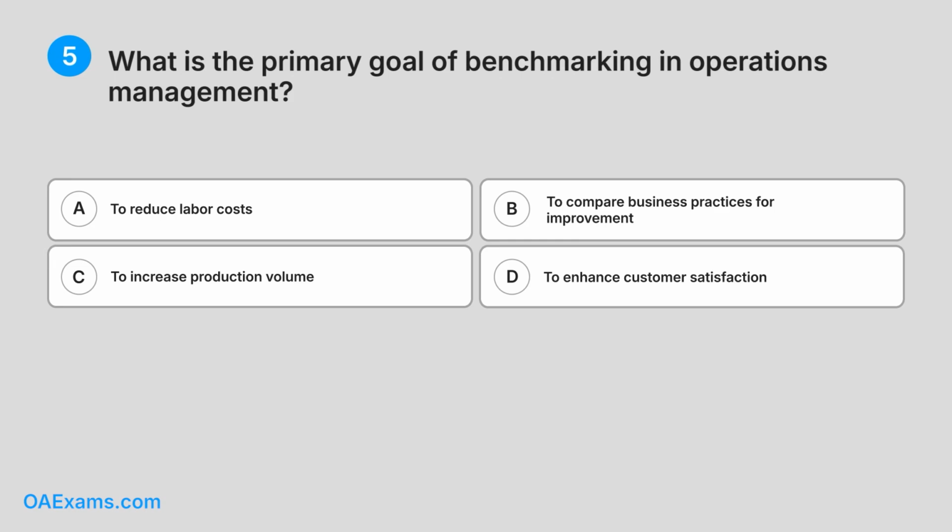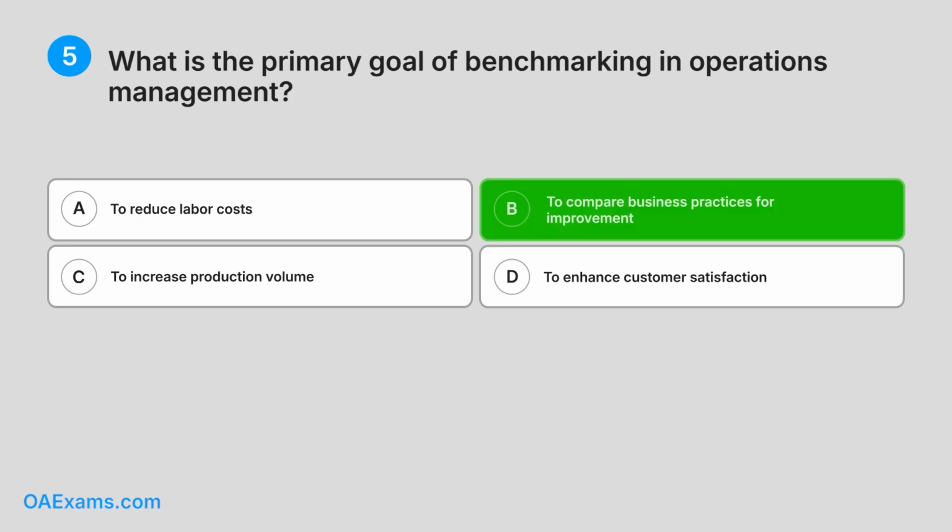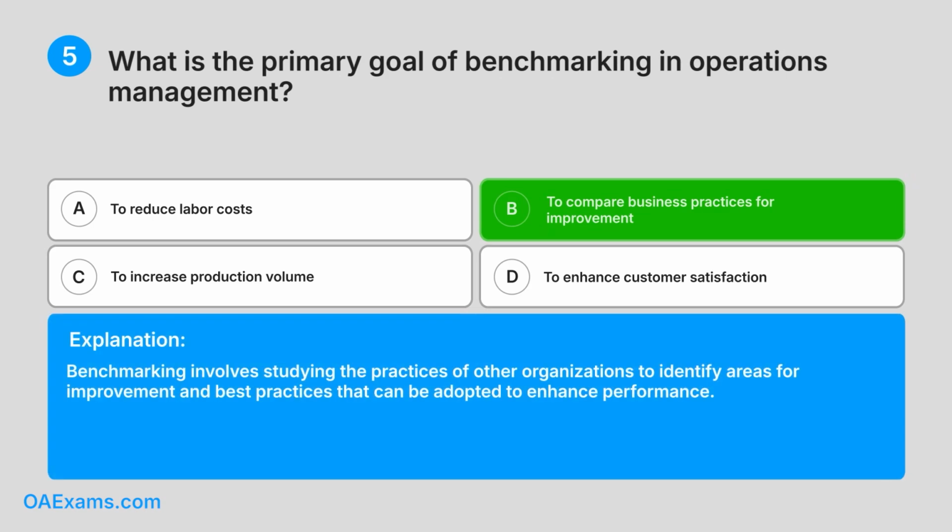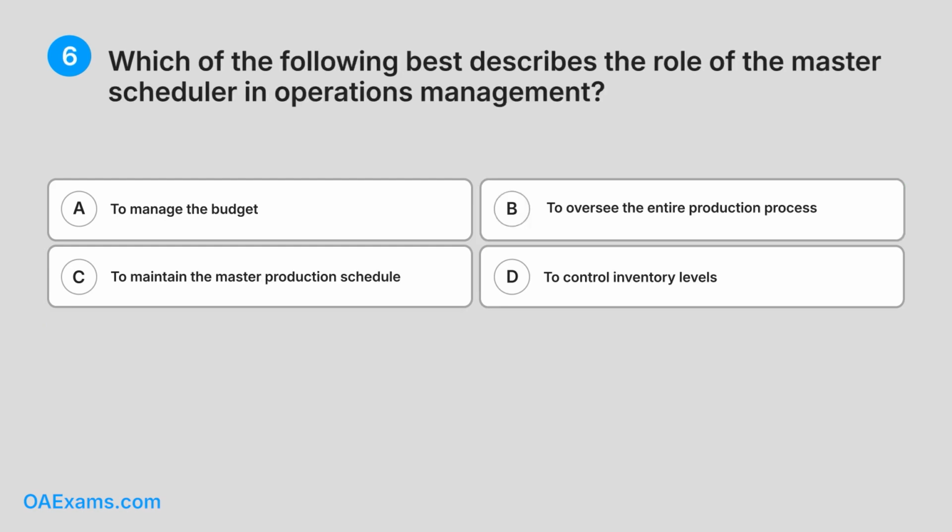Correct answer. B. To compare business practices for improvement. Explanation. Benchmarking involves studying the practices of other organizations to identify areas for improvement and best practices that can be adopted to enhance performance. 6. Which of the following best describes the role of the master scheduler in operations management?